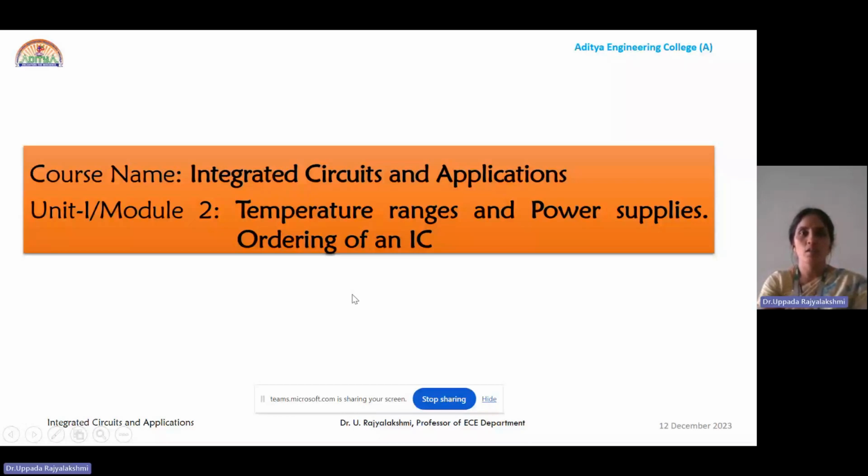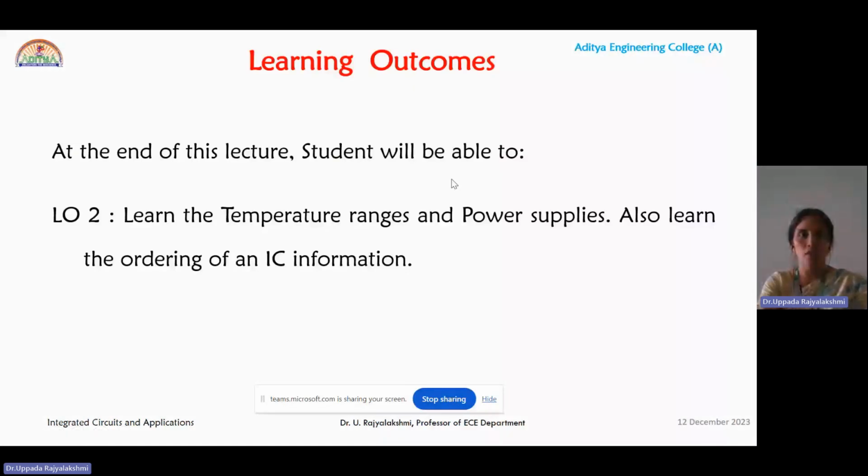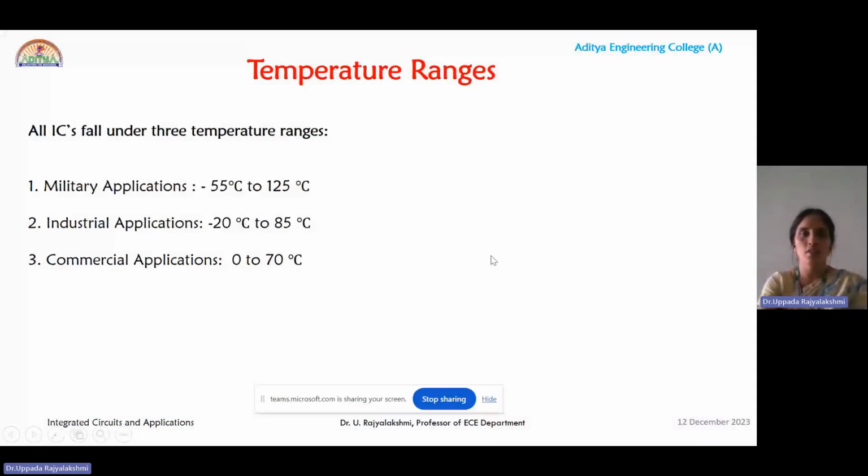After completion of this lecture, students will be able to learn the temperature ranges and the power supplies of the various ICs, and also the ordering of an IC information. In module 1, we discussed the classification of ICs using various factors, and we have seen the different types of packages also.